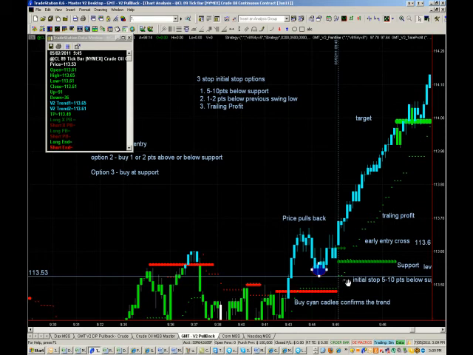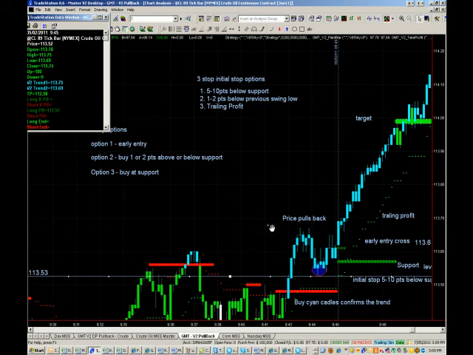And the final option is that we work at a couple of points below our trailing profit. So these small green dots here are our trailing profit. So you can see that the only trade really that would have set up and got us in was the early entry. And if we did work a trailing profit stop, we are slowly moving up as price moves up.